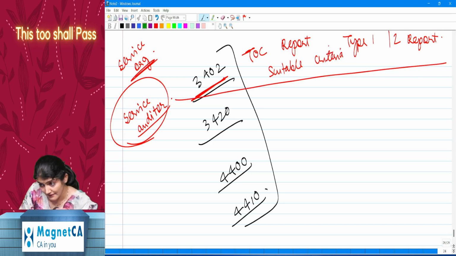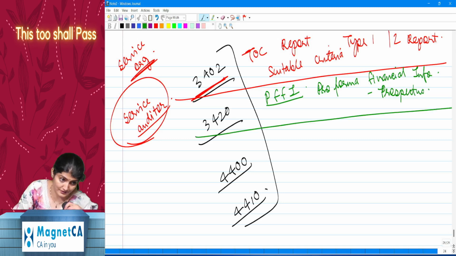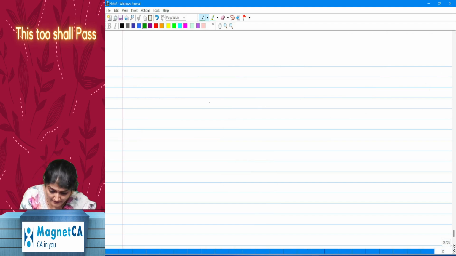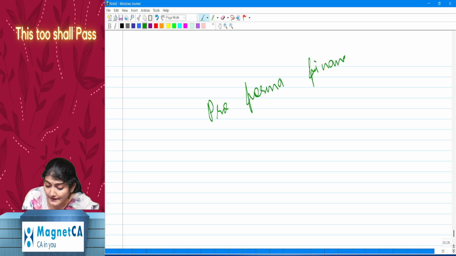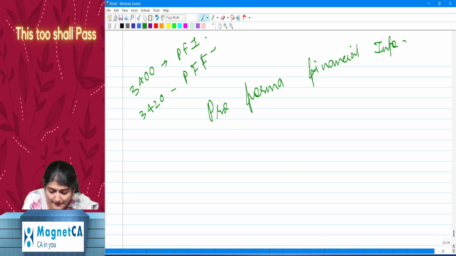3420 is regarding the assurance engagement to report on compilation of pro forma financial information, and pro forma financial information included in the prospectus. Right? So here first we have to understand the concept of the PFFI. So SAE 3400, what we had? 3400, we had prospective financial information. Now 3420, we have the pro forma financial information.